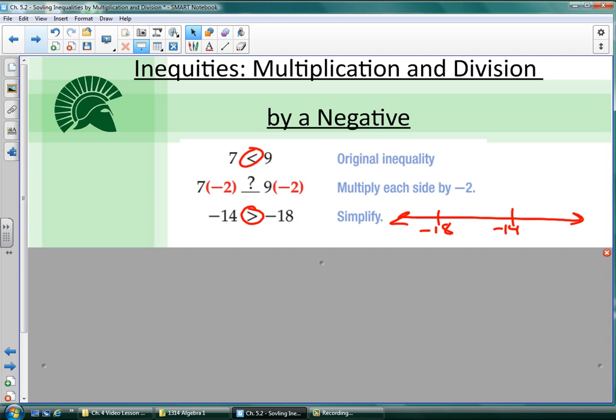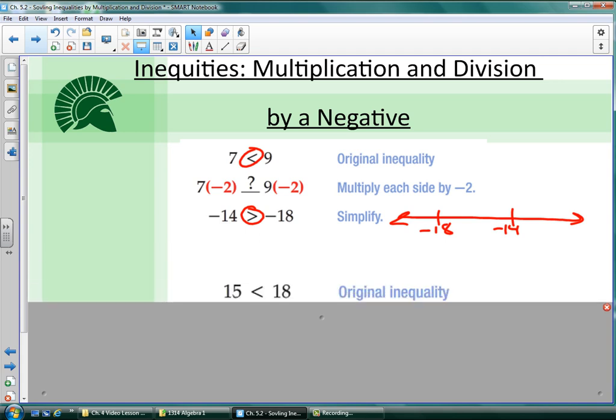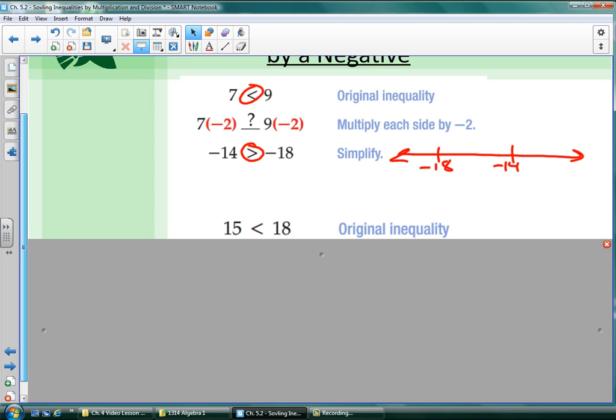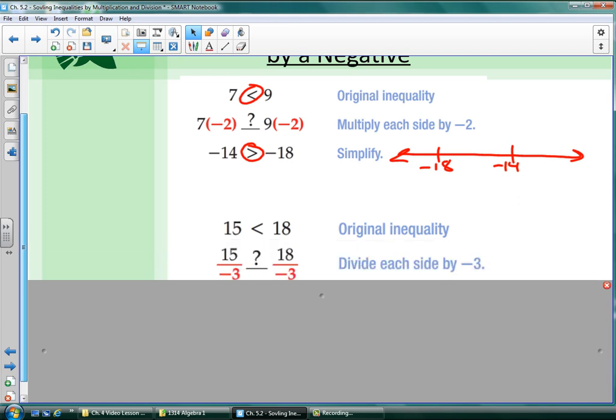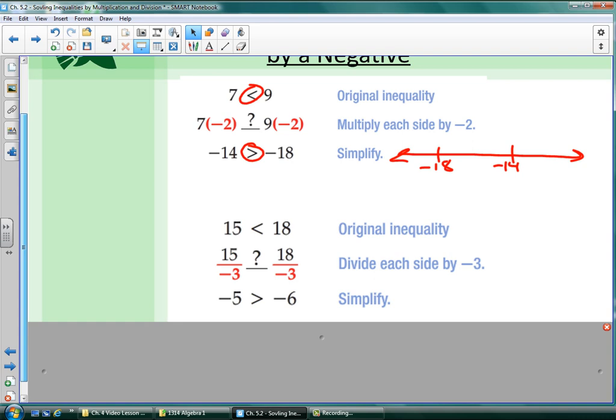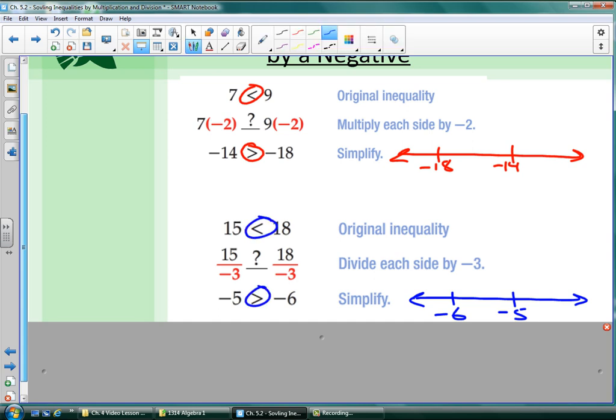And that was multiplication. We're going to look at division. And guess what? Same thing happens. We start out with 15 is less than 18. And we divide both sides by minus 3. We should end up with minus 5 on the left, minus 6 on the right. So now when we do that, remember our number line again. Minus 5 is over here. Minus 6 is over here. So we have to flip our inequality to get that preservation of truth. Okay? We need to have a true statement when we go through this.